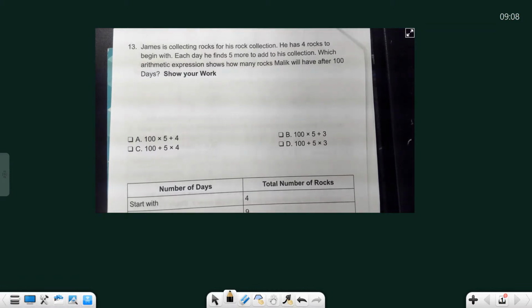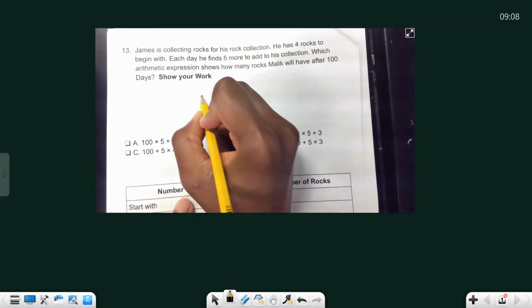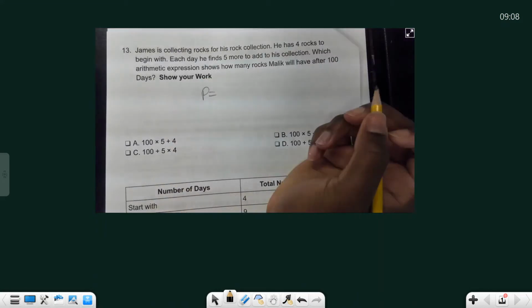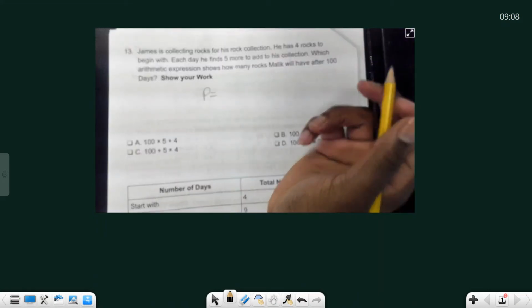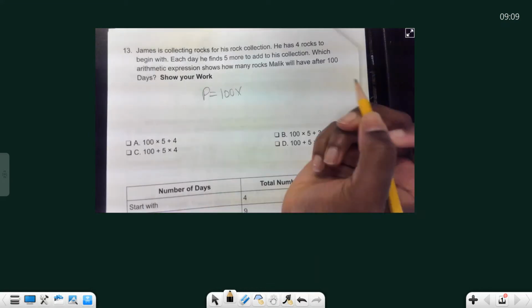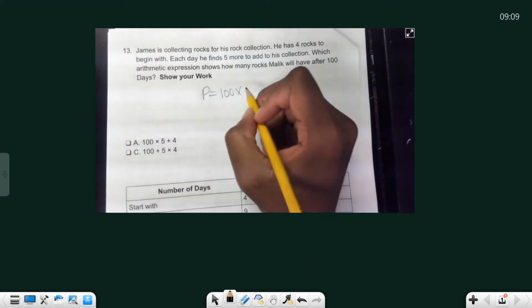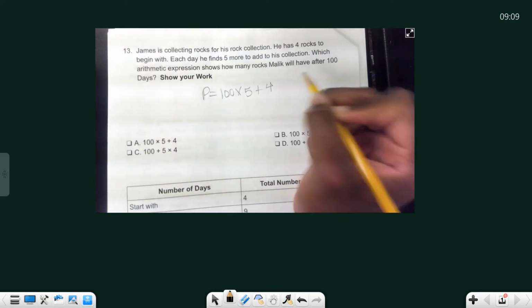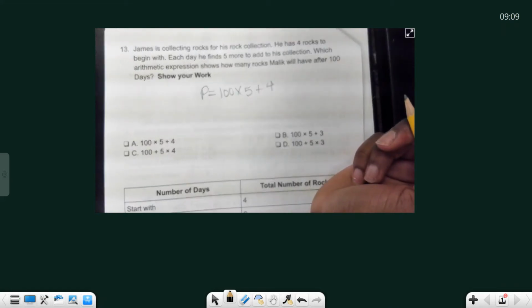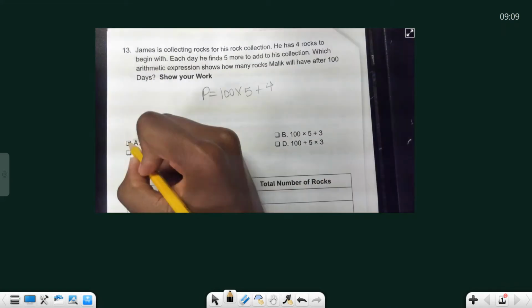Now, this one looks like a jar. It looks like a jar. So, we have to go P equals, what days are we looking for? 100 times, how many? 5. 4 plus 100. Where do you see the expression written? Yes. A.